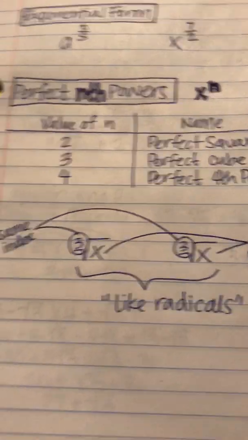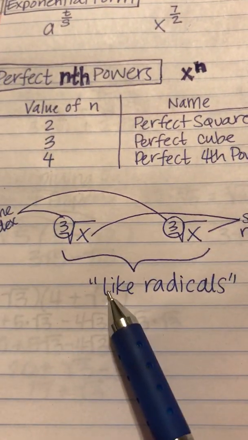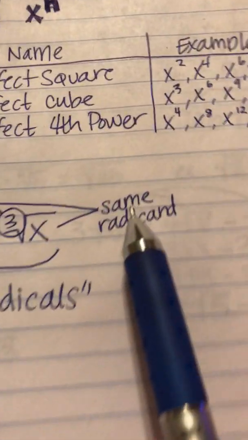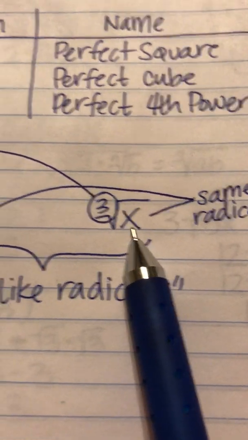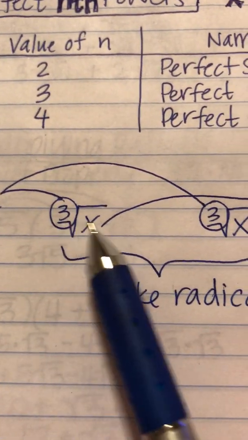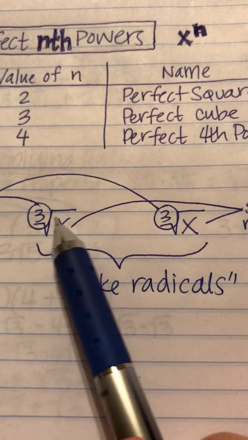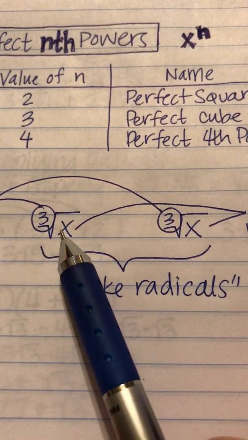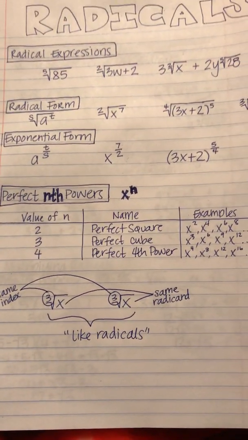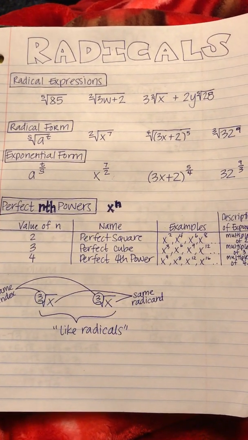Okay, all right, finally, last little bit here, like radicals. If we're talking about like radicals, what we're talking about are radicals that have the same radicand right here inside of the radical sign and the same index right here. Okay, so if we talk about like radicals, we're talking about radicals that have the same radicand and have the same index. Okay, so you might want to refer back to this information later as you're going through operations with radicals and simplifying radicals.